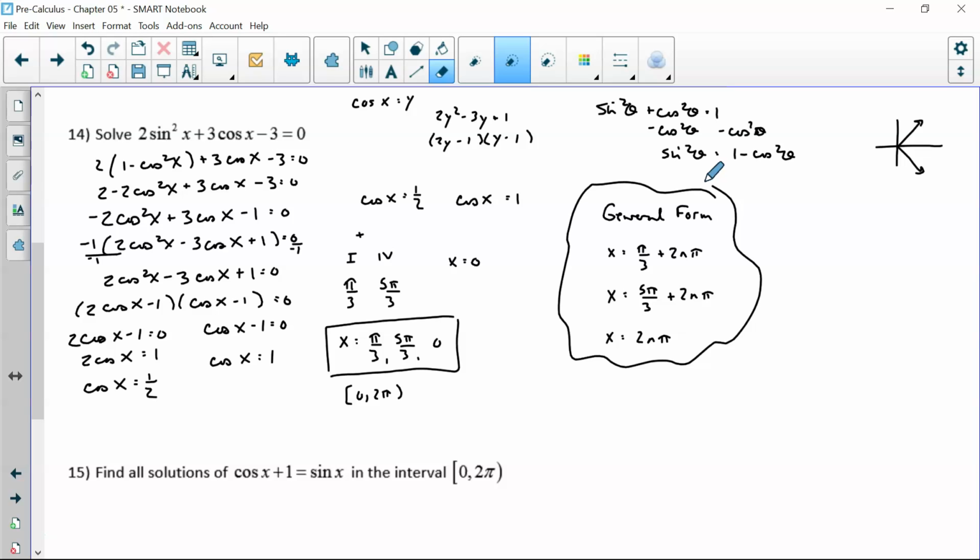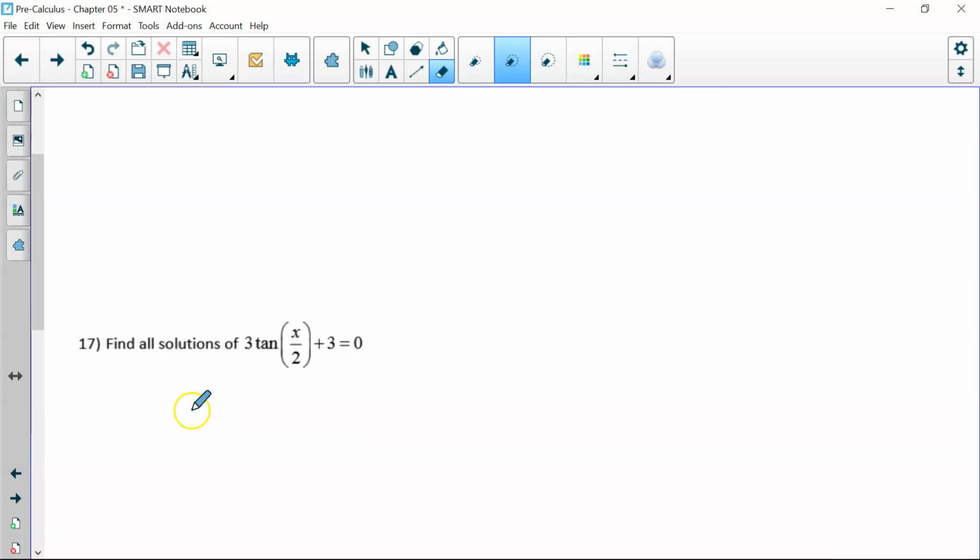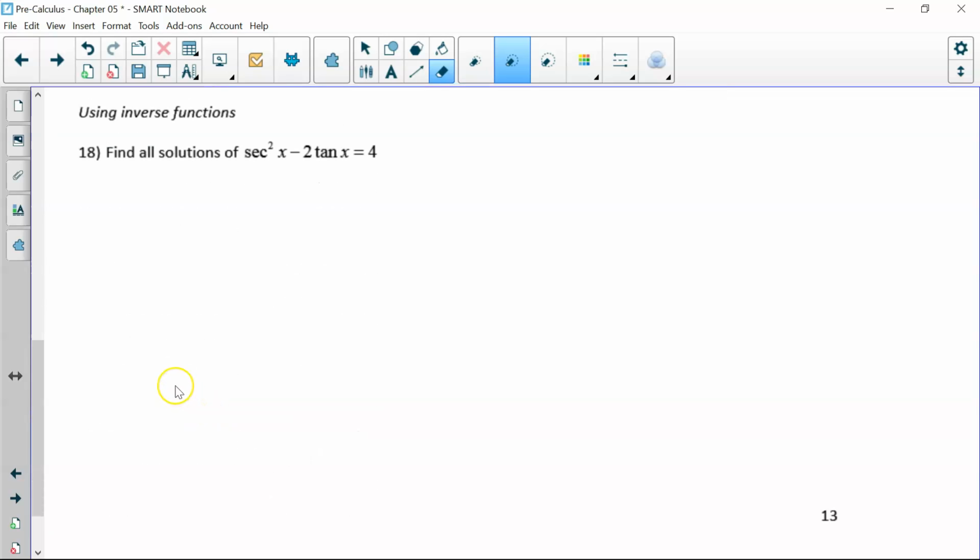We're going to come back to number 15 at the end. Let's go to the next page, please. Here's functions involving multiple angles. Let's skip this one. Sorry, I'm all over the place. Let's skip and go to problem number 18.